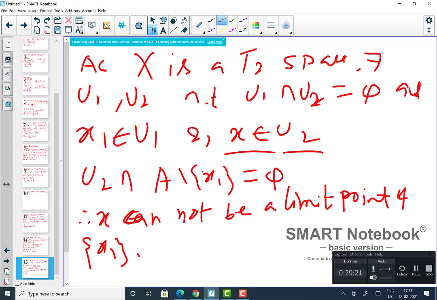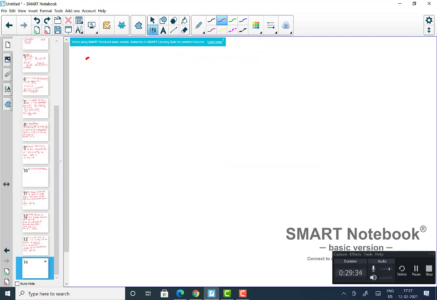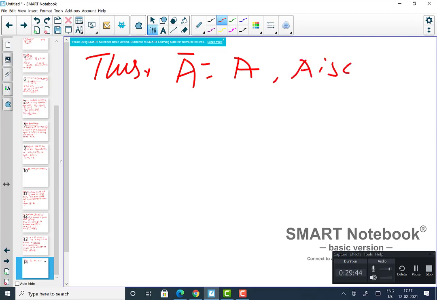So what does that mean? That means A dash, the derived set, is phi, and thus A closure equals A. So A is closed, right? And the moment a singleton set is closed, you are done, because any finite set is nothing but a finite union of singleton sets, and a finite union of closed sets is closed. Okay, so this is the proof.